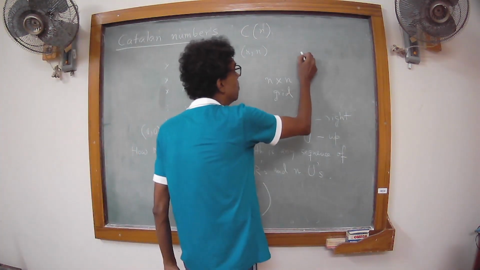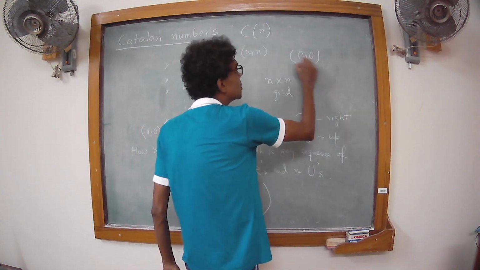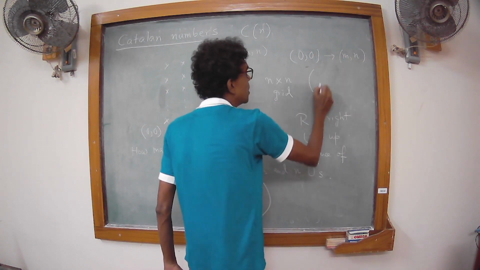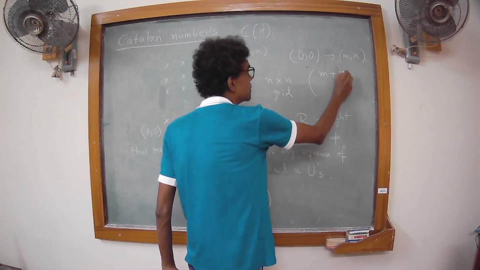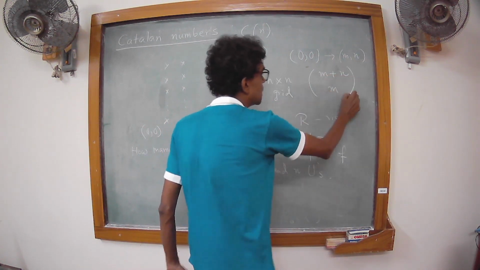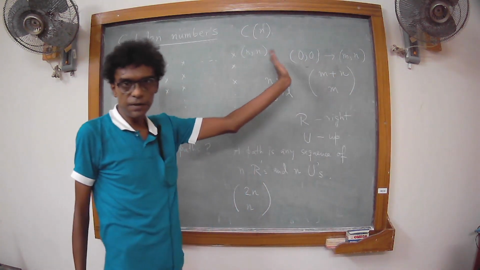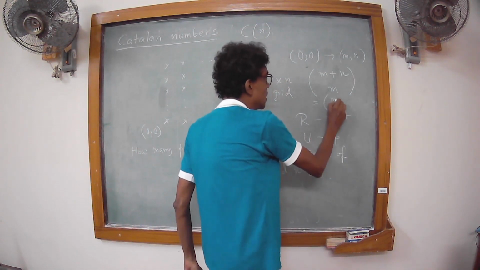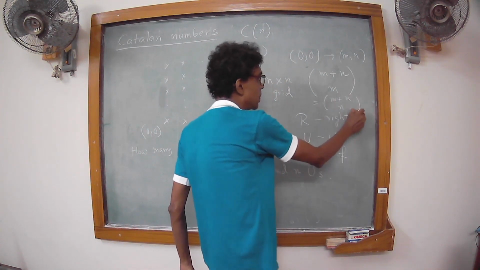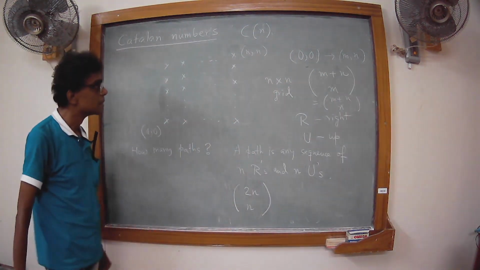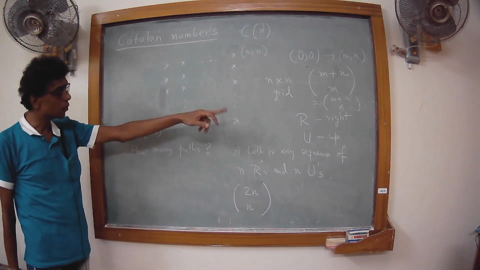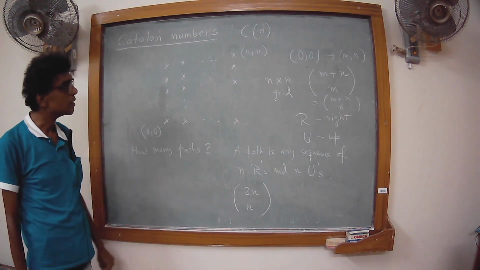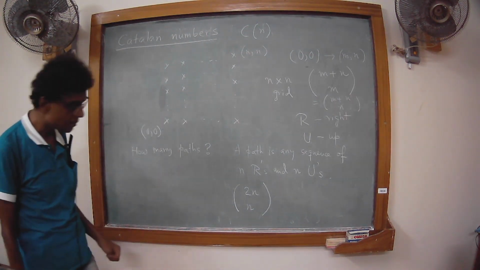In general, if I go from 0,0 to m,n, I will have a total of m plus n movements, and I have to choose the positions of right movements among them, which is also the same as m plus n choose n. Okay. I will soon use this result, the general m,n case.